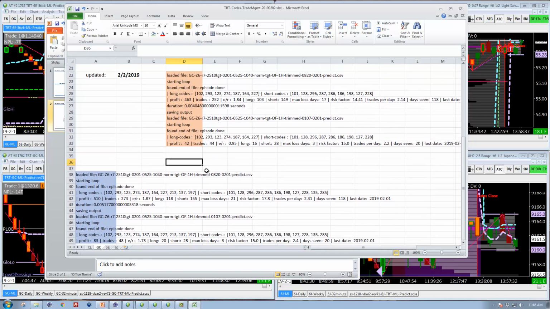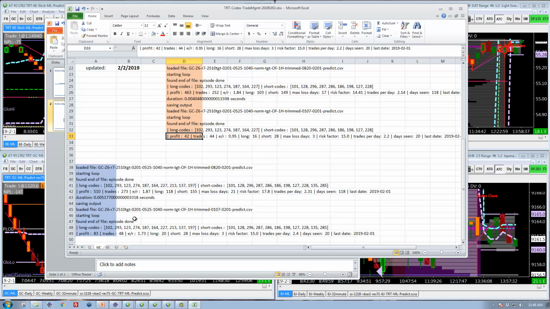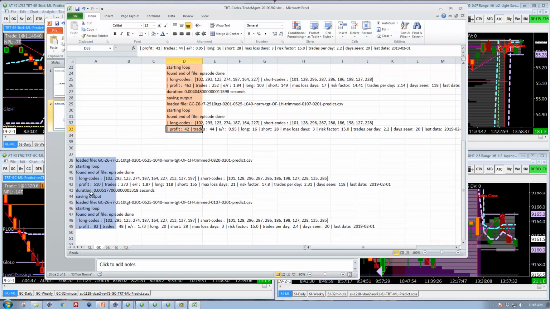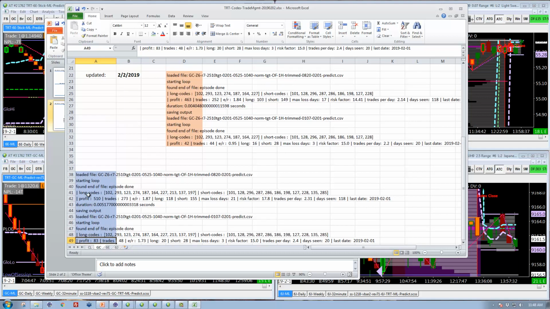The lower risk gives us 463 on 14.41, right? And in the last 4 weeks, 42 versus on a risk factor of 15. The higher risk one, the profit is higher in both cases. It's double the last 4 weeks, on a risk factor of 17.8.